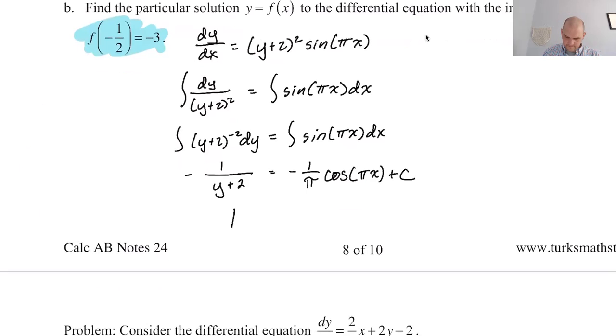All right, so initial condition, plug in -3, you get -1 over -1. So just 1 is equal to -1 over pi cosine of -pi over 2 plus c. Cosine of pi over 2 is 0. Cosine of -pi over 2 is 0. Cosine of pi over 2 plus pi n, where n is an element of the integers, is 0. So this is just going to tell me that c is equal to 1.